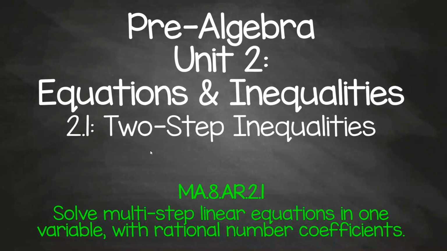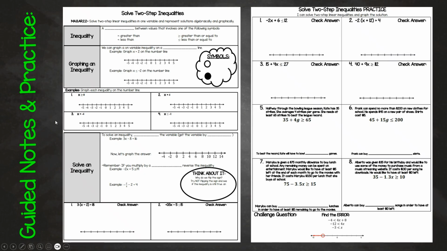All right, in this video, we're going to be going over Unit 2, Lesson 1, which is two-step inequalities. This is part of our Pre-Algebra Equations and Inequalities unit. And the benchmark here is MA.8.AR.2.1, which is solve multi-step linear equations in one variable with rational number coefficients. All right, so we need to solve two-step linear inequalities in one variable and represent solutions algebraically and graphically. So this is AR 2.2.